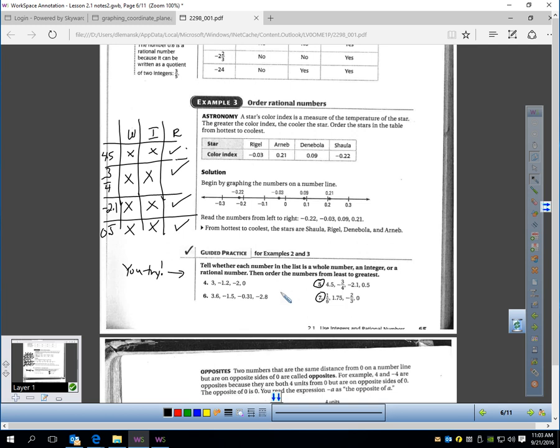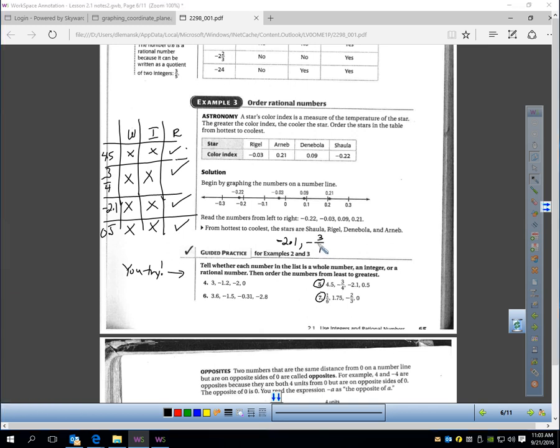Now let's order these from least to greatest. So think about a number line. On a number line, -2.1 would be farthest to the left. -3/4 would be next.